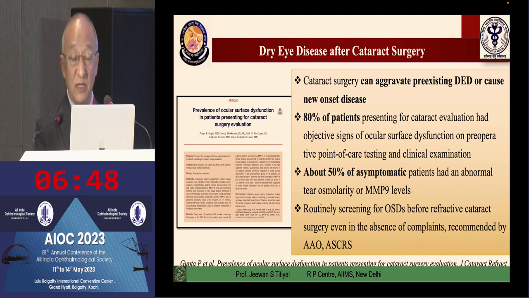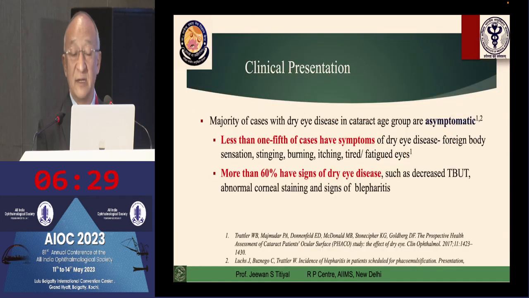If you look into recommendations from the American Academy Preferred Practice, ASCRS, they'll say always look for ocular surface disease in your patient before cataract surgery. That is what we also do. Every patient of cataract surgery, I ask my resident to put 1 drop of fluorescein and see what happens to the ocular surface, and that will decrease the problems.